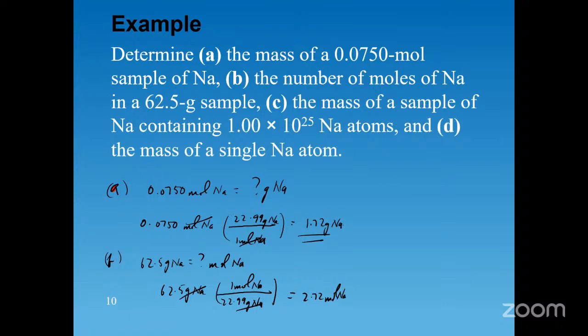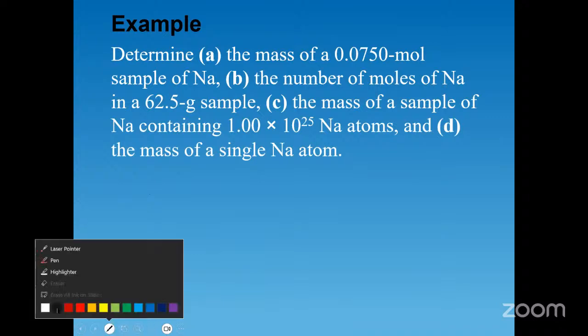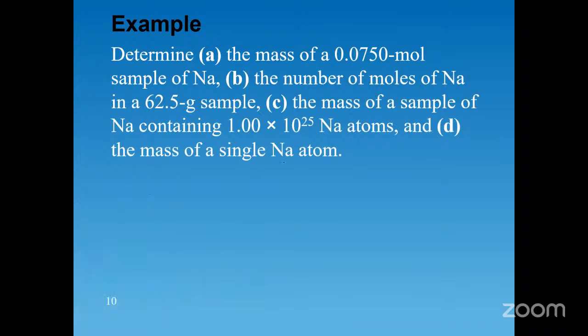Any questions about these? Any questions? All right, let me get rid of these here. Okay, so what about the C part? In the case of the C part, they gave you 1.00 times 10 to the 25 sodium atoms. All right? So the question is, what would be the mass in grams of sodium? So in this case, you're given a number of atoms and you're asked to determine the mass that that number of atoms would weigh, right?